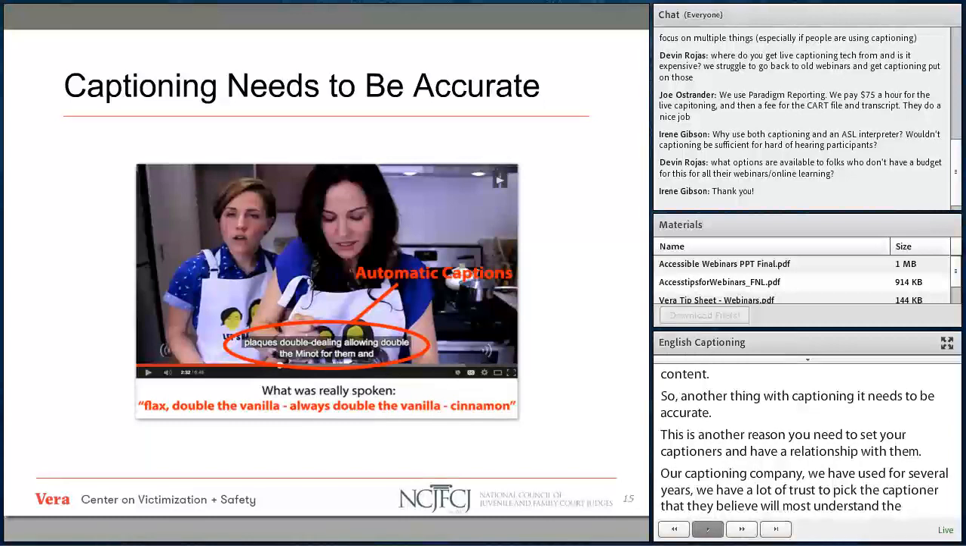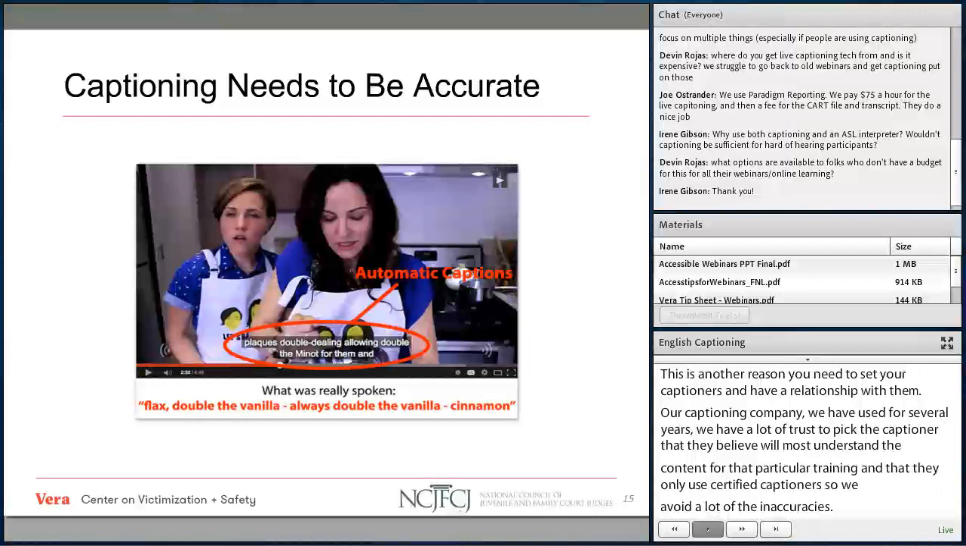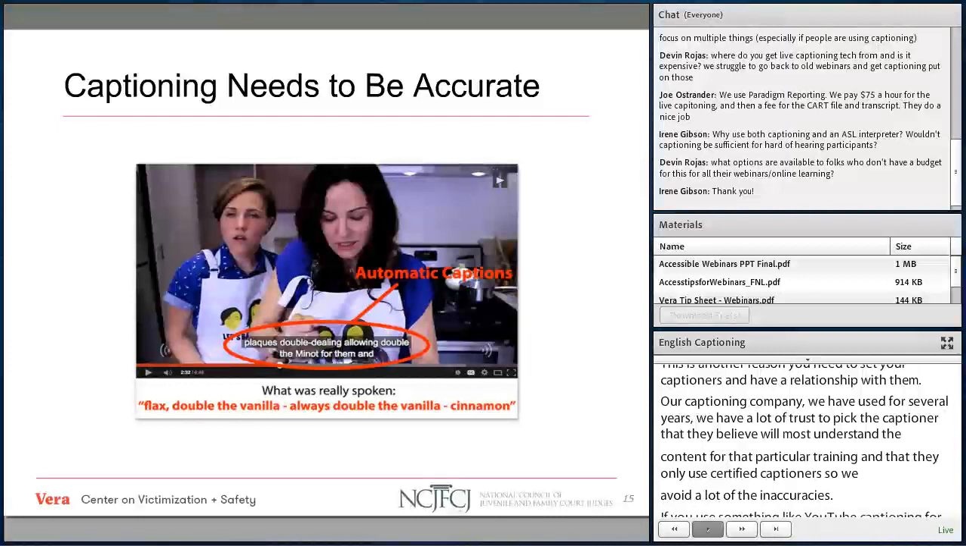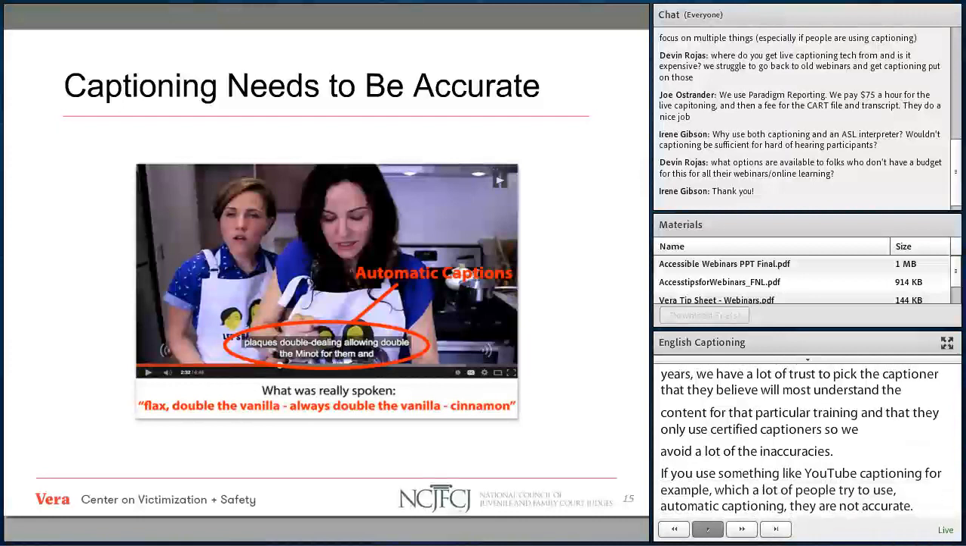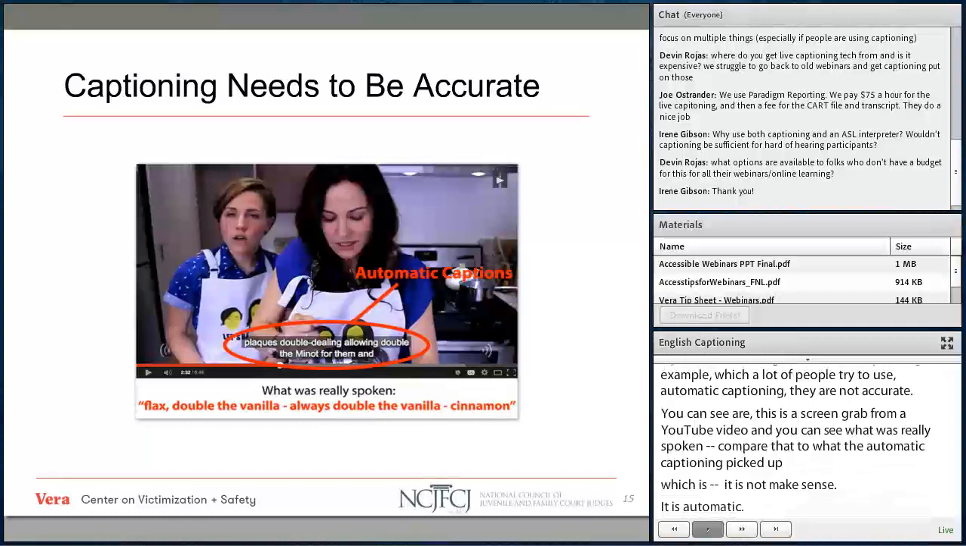If you use something like YouTube captioning, for example, which a lot of people try to use, automatic captioning, it's not accurate. You can see here, this is just a screen grab from a YouTube video. You can see what was really spoken: flax, double the vanilla, always double the vanilla, cinnamon, and compare that to what the automatic captioning picked up, which is plaque, double dealing, allowing double the amino for them and, which doesn't even make sense because it's automatic. There's no human looking at the content to make sure it makes sense, and again, not looking at it in advance.